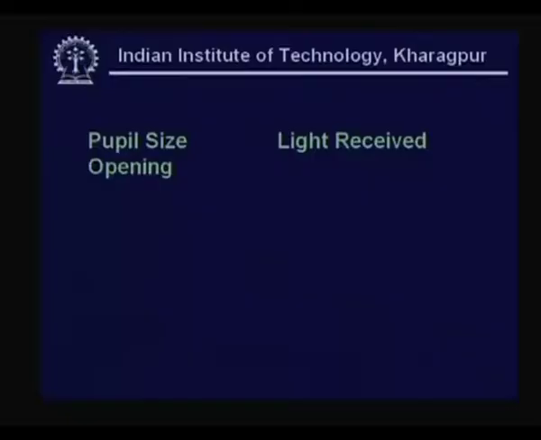We can relate the pupil size and the light received. As you can see, the pupil size is very large when it is dim light. In fact, all of us have noticed this. When we have to walk in a dark street, we tend to open our eyes much wider so that we are able to clearly observe the person coming in the opposite direction.